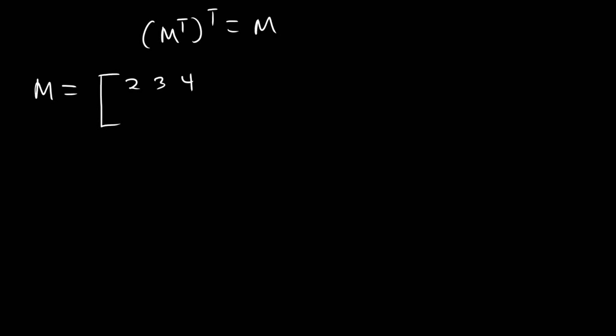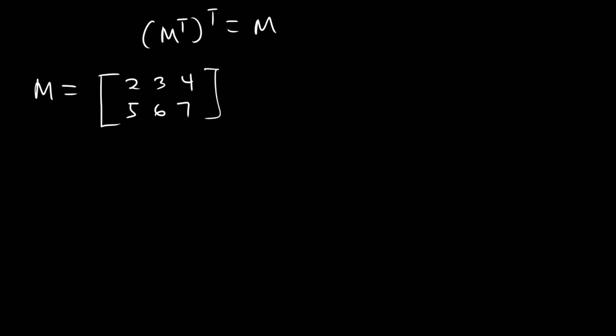I'll write down the property here. So this property is saying that when we take the transpose of a matrix M and then we take its transpose again, we're going to get the matrix itself. Okay, so let's look at what that means. So let's take an example. I have the matrix M equal to 2, 3, 4, and then 5, 6, 7.